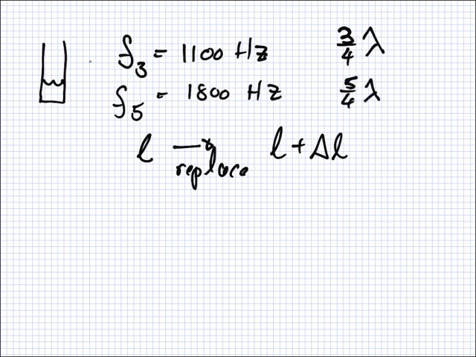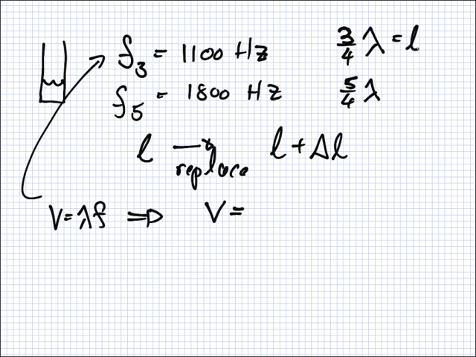5/4. So if you were to use the first formula here, V equals lambda F, that would give you V equals, now here you're saying 3/4 the wave is equal to the length of the pipe, aren't you? Oh, but that's not true anymore, is it? Because 3/4 of the wave actually goes a little bit outside it. So it's L plus delta L. And here, you're saying 5/4 of the wave is equal to the same L plus delta L.